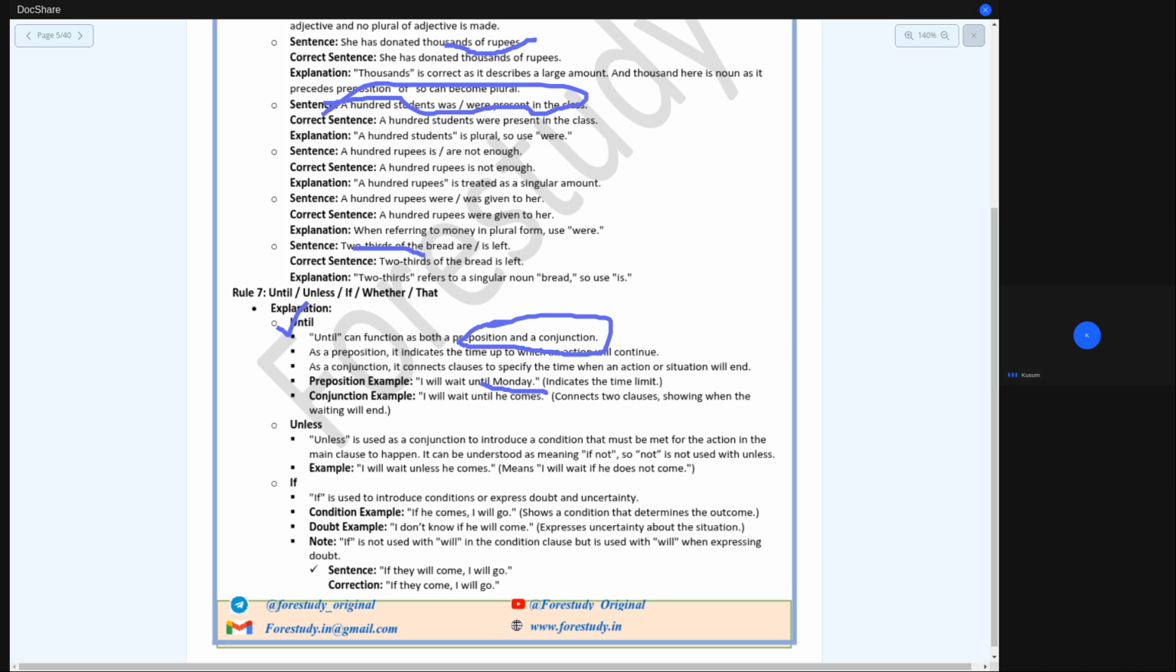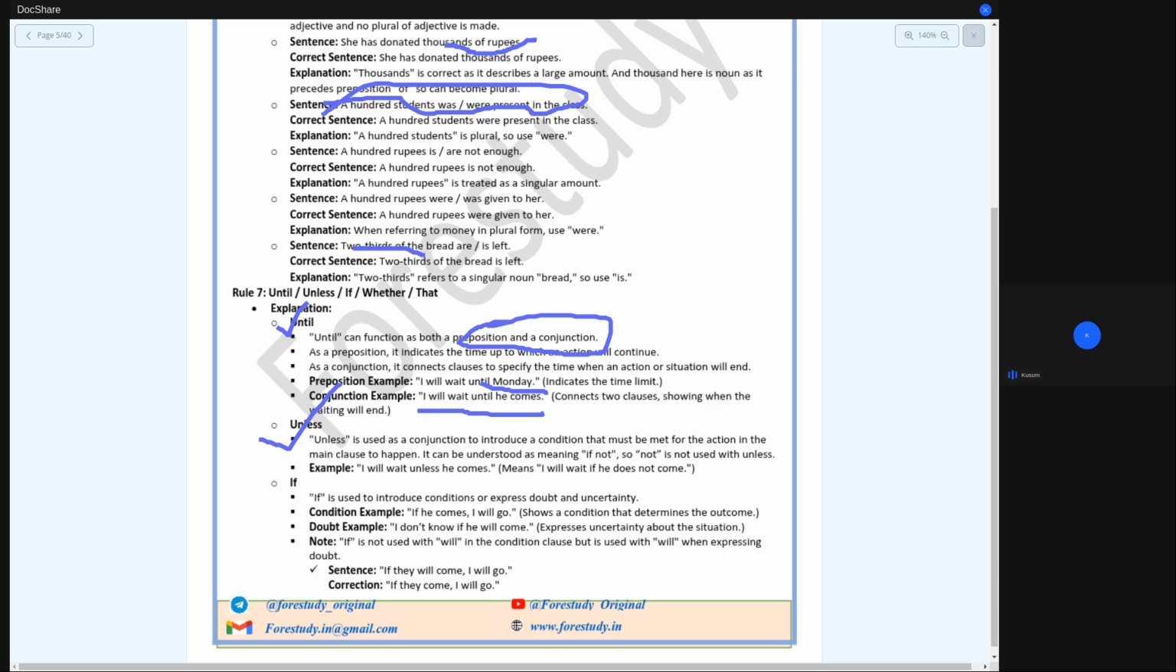As a conjunction, it connects two clauses, with the until clause specifying when the action in the main clause will end. Like, I will wait until he comes. In this, this is a conjunction. Until marks an end point in time. Okay. Next is unless.